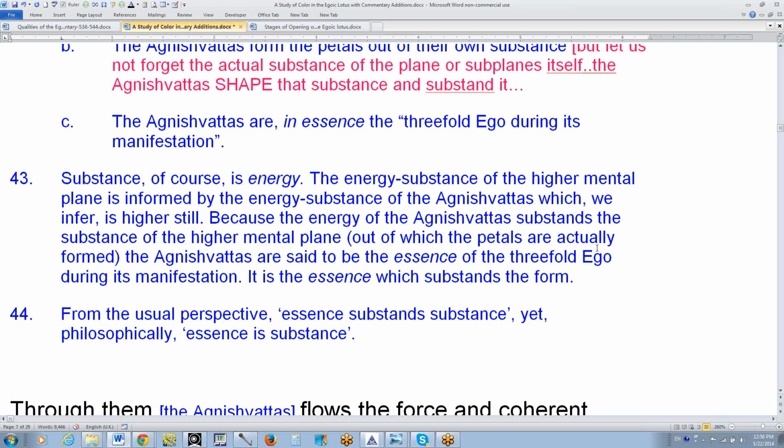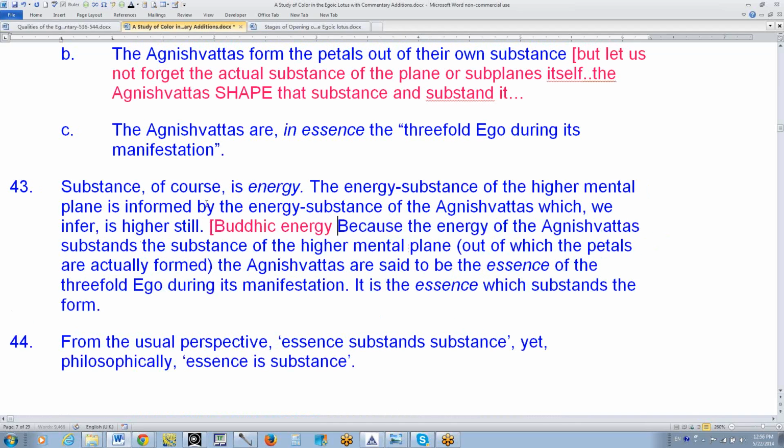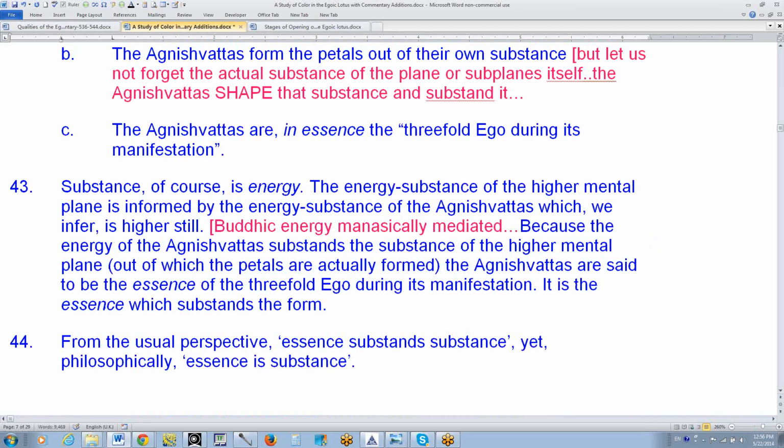So substance, of course, is energy, and the energy substance of the higher mental plane is informed by the energy substance of the Agnishvattas, which we infer is still higher. Maybe it's, well, you know, it's basically Buddhic energy monadically mediated. The Agnishvatta is at least a Buddhic being, and there's been a lot of question as to how far the development of the solar angels actually goes. Are there other planes on which it can focus itself, or is it strictly a Buddhic being, at least in its sacrificial service?